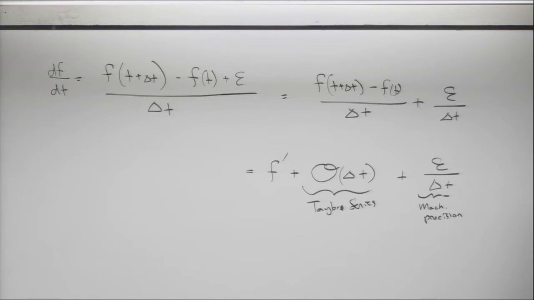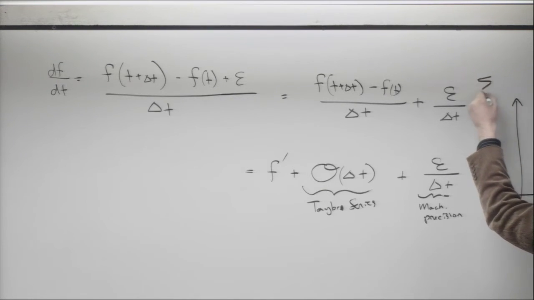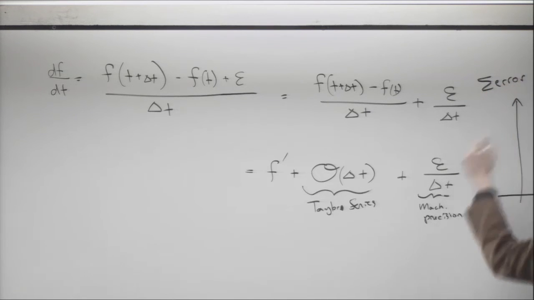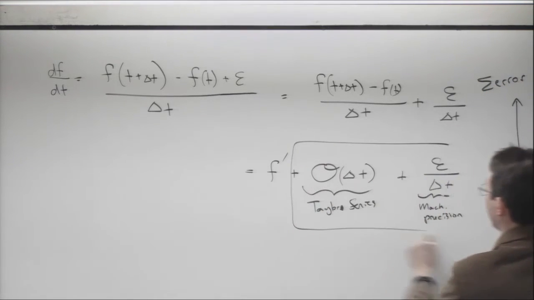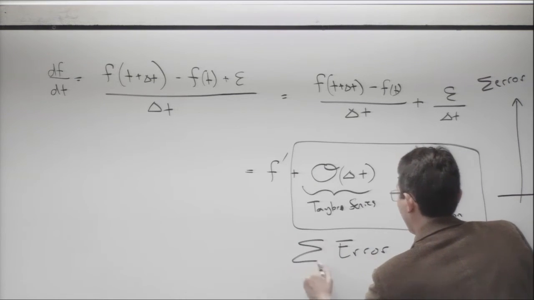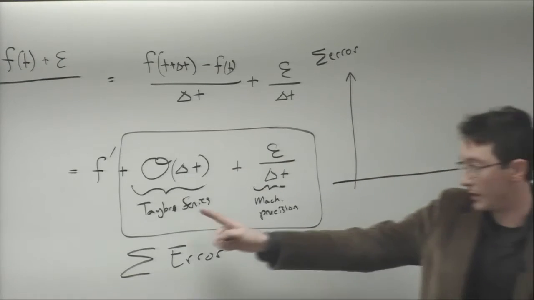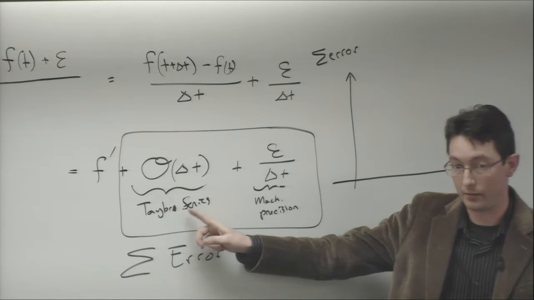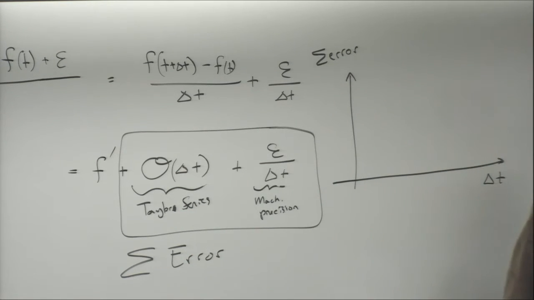OK, so essentially what this looks like is if I had a plot of error versus delta t. This is kind of total error, both of these terms, right? These are both my error terms: the sum of all of my errors, both from the Taylor series finite difference errors and from this machine precision errors.